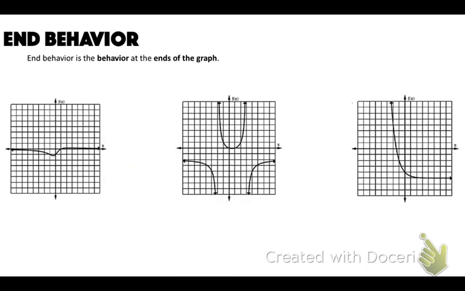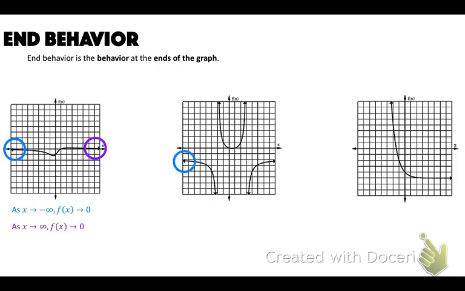Let's look at the end behaviors of these graphs. For this one, that side is saying as x goes to negative infinity, so as x is getting smaller and smaller, f of x is going to 0. It's not going up and down. It is going towards 0. And then as x goes to infinity, so as x gets bigger and bigger, that side is also just going towards 0.